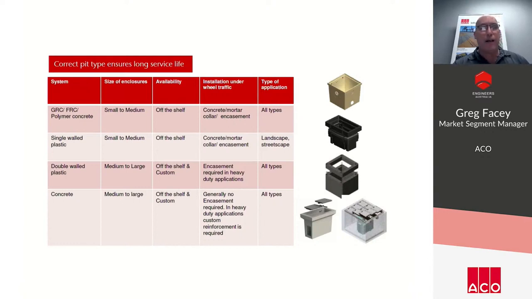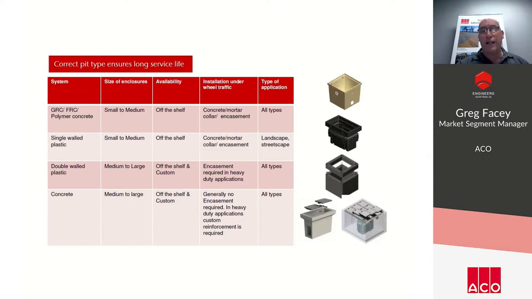We also consider the pit type, which will determine a long service life. Typically, GRC, FRC and polymer concrete are used in small to medium applications, and have the advantage that they're off the shelf. Installation under wheel traffic requires some concrete and mortar or a collar around to support either the cover and/or the encasement and the edge of the pit. And these are ideal for all application types. Single wall plastic pits are available in sizes from small to medium. They are off the shelf. Again, they may require some concrete, mortar or a collar encasement, depending on the application, particularly under a wheel load application. And they're ideal in a landscape or streetscape application.